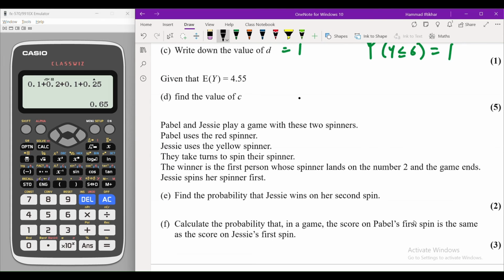Pavel and Jesse play a game with these two spinners. Pavel uses the red spinner. Jesse uses the yellow spinner. They take turns to spin their spinner. The winner is the first person whose spinner lands on the number 2, and the game ends. Jesse spins her spinner first. Find the probability that Jesse wins on her second spin.